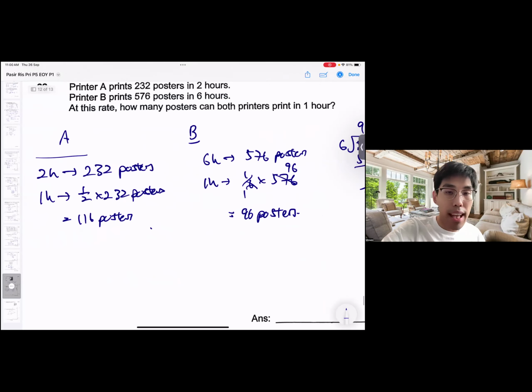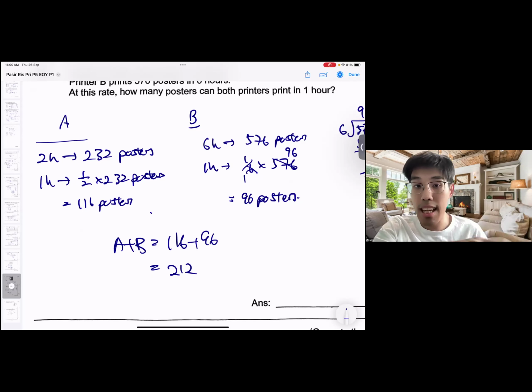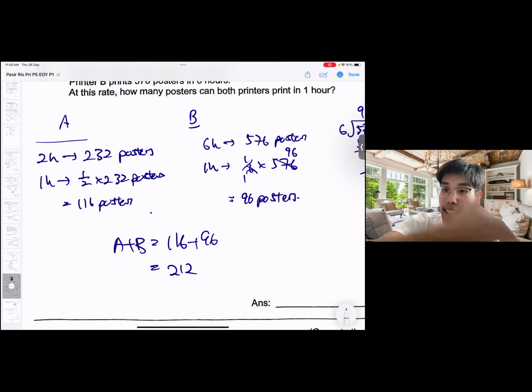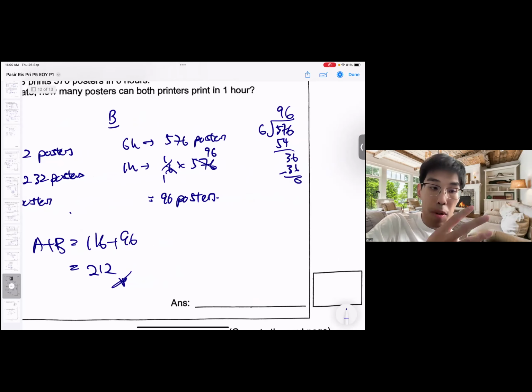So A and B, at this rate, how many can they make together? So we are looking at A plus B, which is 116 plus 96. All right, so this one is 212. Once again, mental calculations can be done. How I view this calculation is, since it's plus 96, I add 100, then I take back 4. So add 100, 216, take back 4, 212. That's the idea. Same thing for all these calculation techniques, I'll be sharing at my year-end workshop, so you all feel free to join.